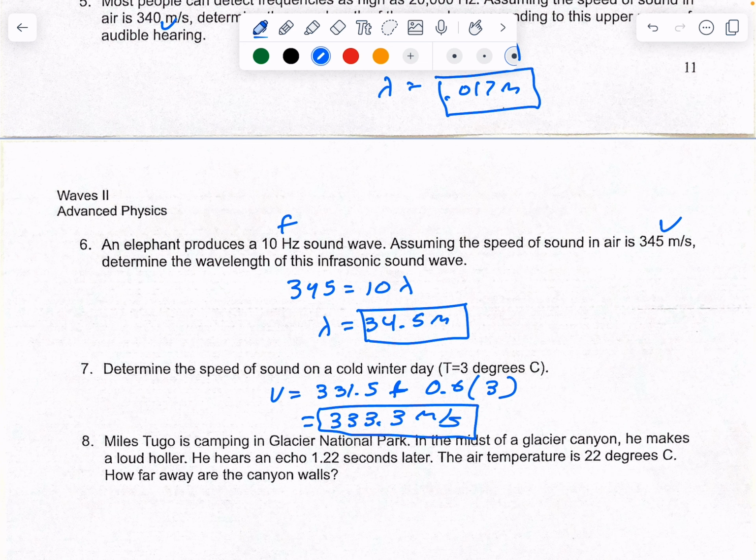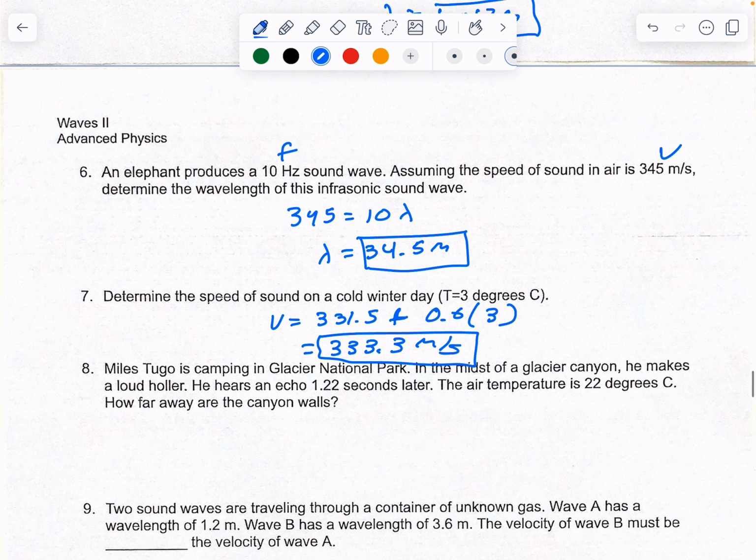Okay, number 8. Miles Tugo is camping near Glacier National Park. In the midst of the Glacier Canyon, he makes a loud holler. He hears his echo 1.22 seconds later. The air temp is 22 degrees. How far is it? So you're looking for distance. This is that whole V equals D over T again. There's going to be a couple of steps here.